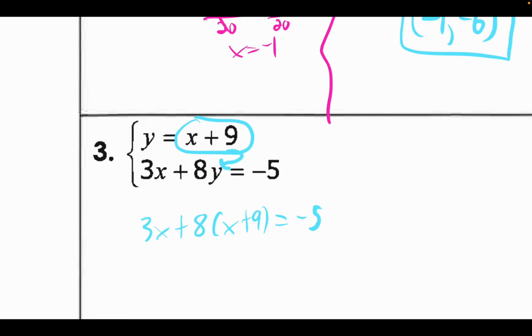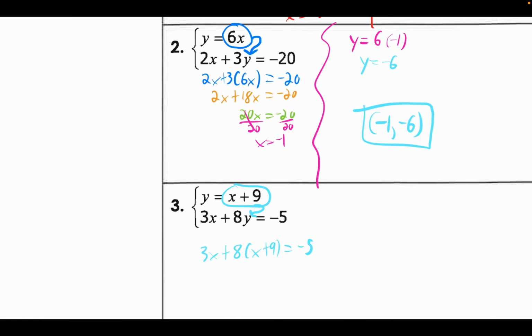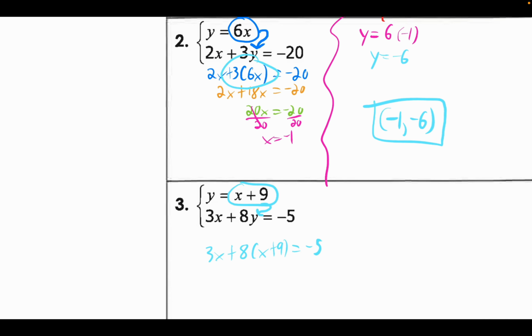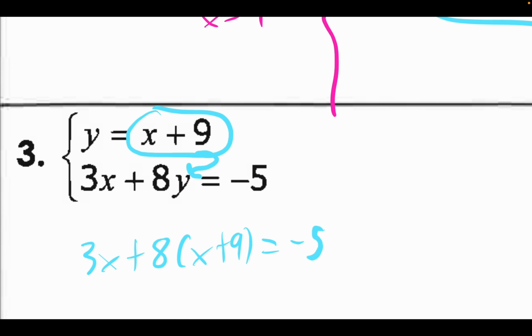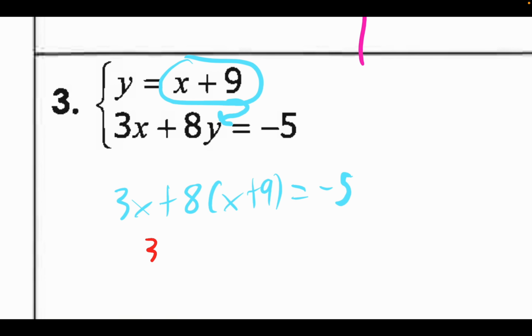negative 5. Now notice in the last two problems we've done, when we had to multiply something times what we're substituting, I'm putting it in parentheses. And I'm doing that for this very reason on this problem. So that way we distribute 8 to both of those, because that's all y, because y equals all of that, and 8 is multiplying times whatever y happens to be. And so now I have 3x plus 8x plus 72 equals -5.